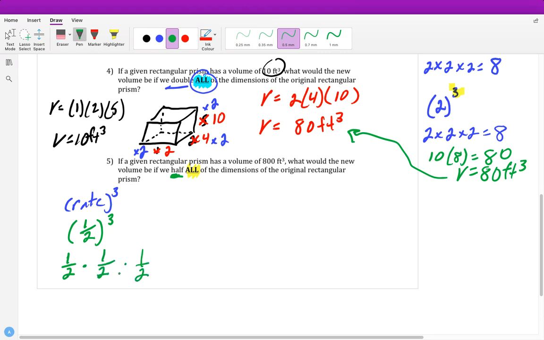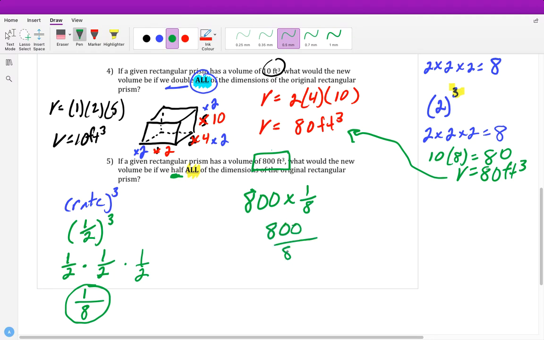And 2 times 2 times 2 is 8. 1 times 1 times 1 is 1. So that means our volume overall is going to change by a rate of 1/8. So I will take my original volume, which is this 800 feet cubed, and I will now multiply it by 1/8. This will give me 800 over 8, or 100. So then my volume of my new figure will be 100 feet cubed.